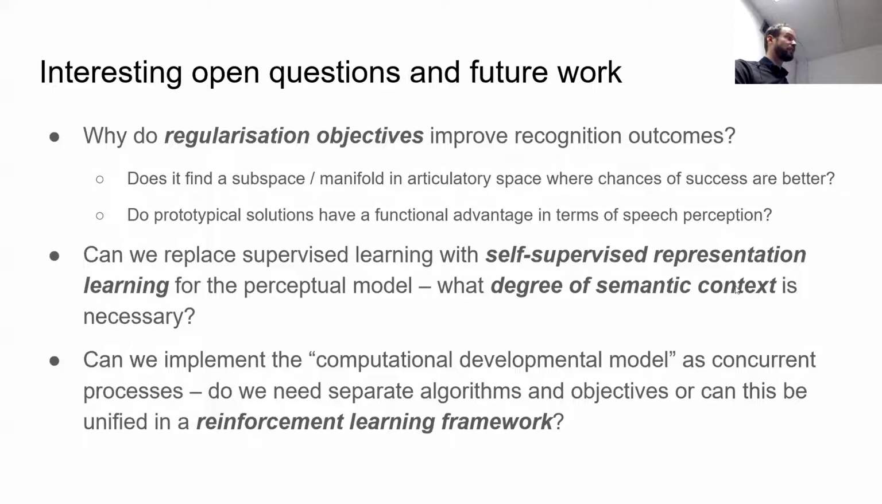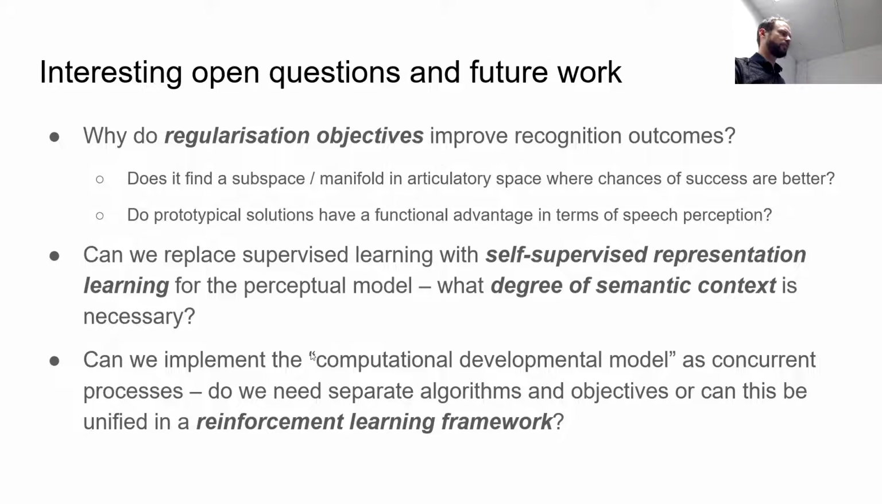So, open questions. Why do the regularization objectives improve the recognition outcomes? Is it just that it finds a small subspace where you have more good solutions, so with a finite amount of exploration you're just more likely to find something in that finite time? Or, and I believe this is probably the case, are there reasons why these prototypical solutions have some functional advantage in speech perception? That's very possible, considering there are a lot more aspects, such as duration and speech rate, that come into play, which we haven't well tested. When we broaden the scope of our experiments, we might start understanding why certain solutions are preferable in terms of recognition rates.